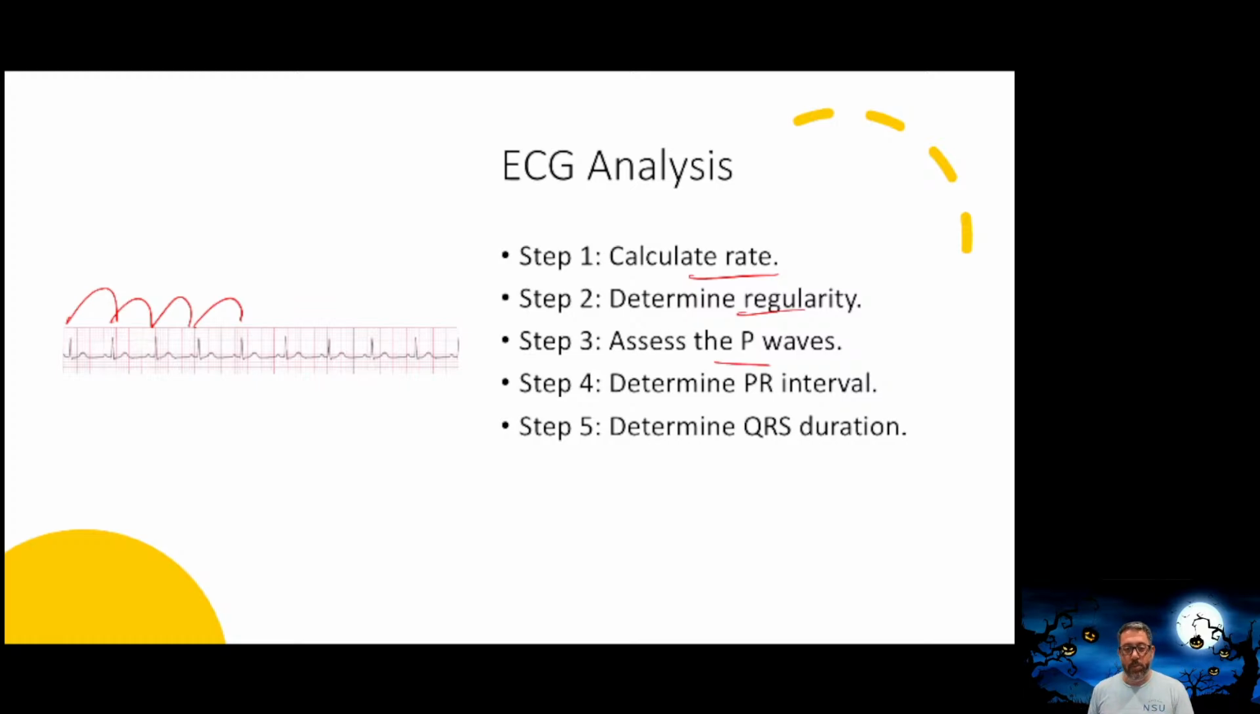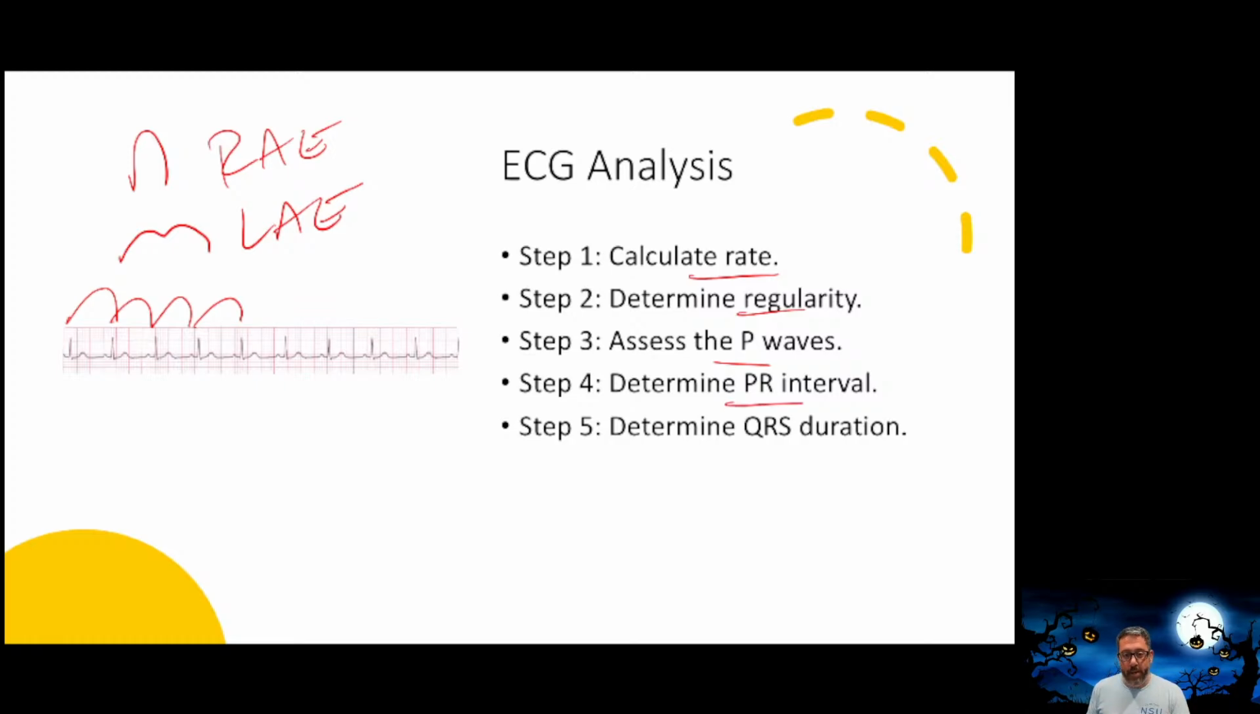And then we look at the P waves. What are the P waves doing? Do they look the same? If they don't look the same, then you have that wandering atrial pacemaker because they're coming from different areas. How do they look? Are they peaked? Peaked P waves, that is your right atrial enlargement. And if the P wave looks like that, like an M, there's your left atrial enlargement. So look at the P waves. Okay, are they regular? Is there a P wave before every QRS complex?